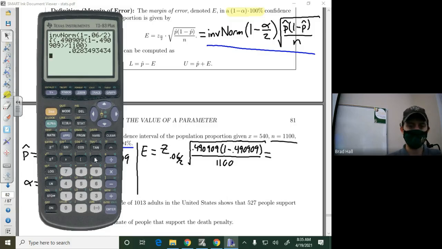So hoping I typed in everything correctly, you should get 0.0283, something like that. Can anyone verify that that is what you got as well? That's what you got.